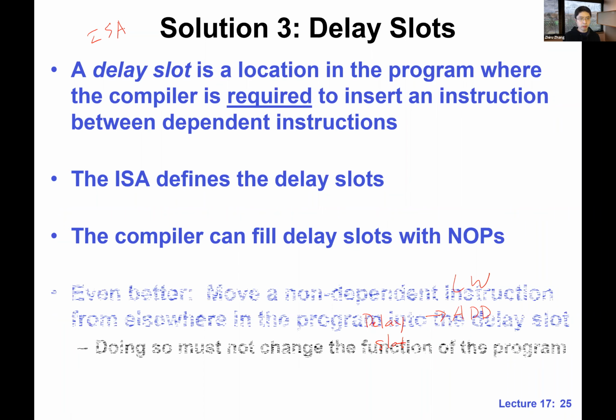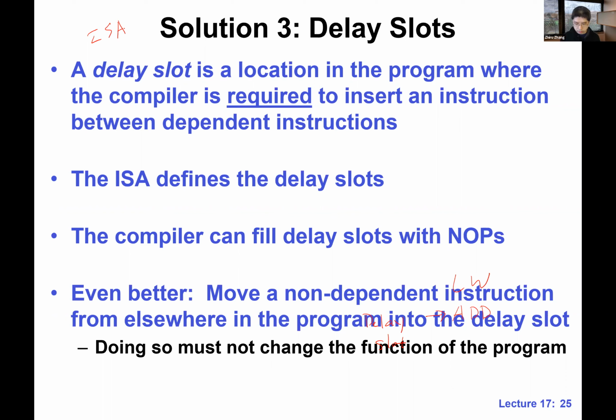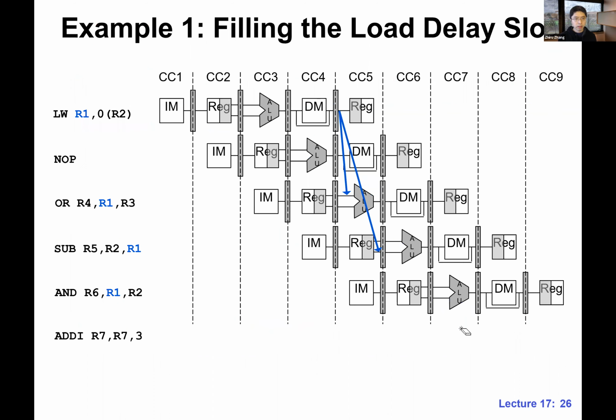Okay, so let me make it a lot more concrete. This is where the compiler needs to be hard at work. The compiler needs to find instructions which are independent from the load, and then insert them in the delay slot. Let's look at the trivial case. The compiler can always choose to insert a NOP in the delay slot. But the nice thing about the delay slot is it doesn't have to be a NOP. This is a delay slot.